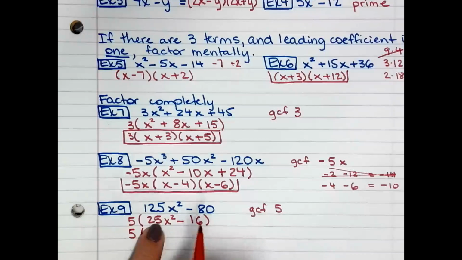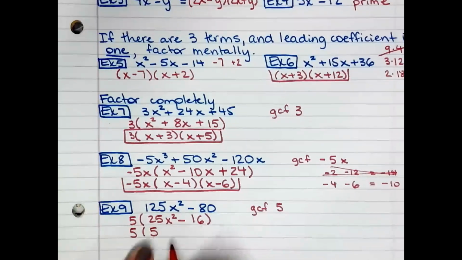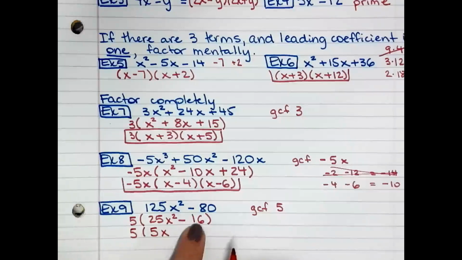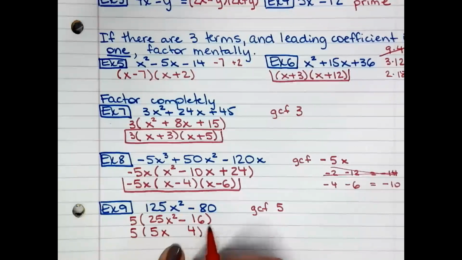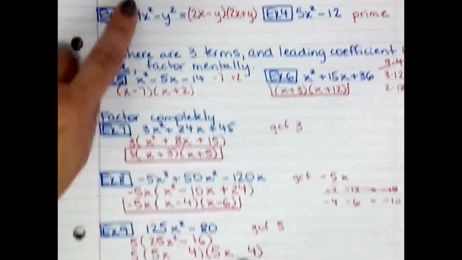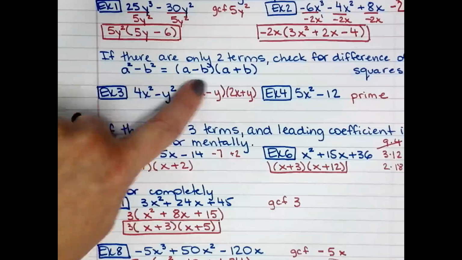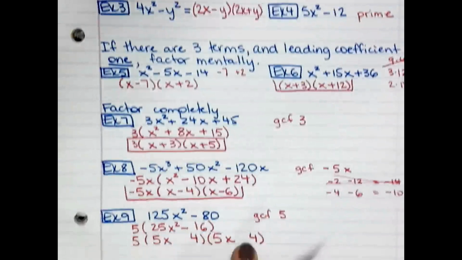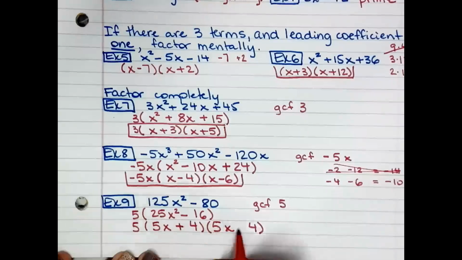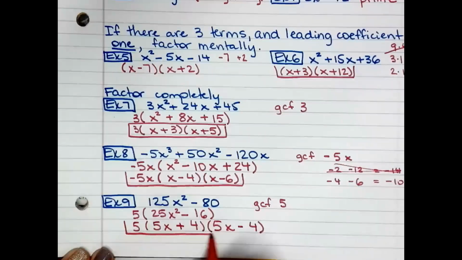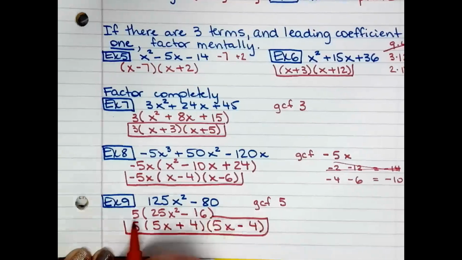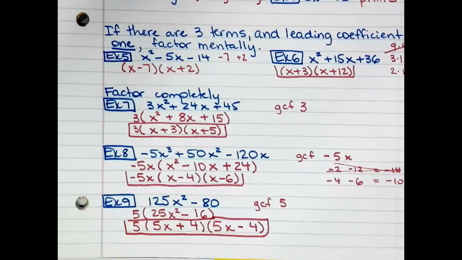So you square root 25x squared, you get 5x, you square root 16, you get 4. Just like from the formula right here on top, one is plus, one is minus. There's nothing I can do to keep factoring. Therefore, you are done. I hope this helps.